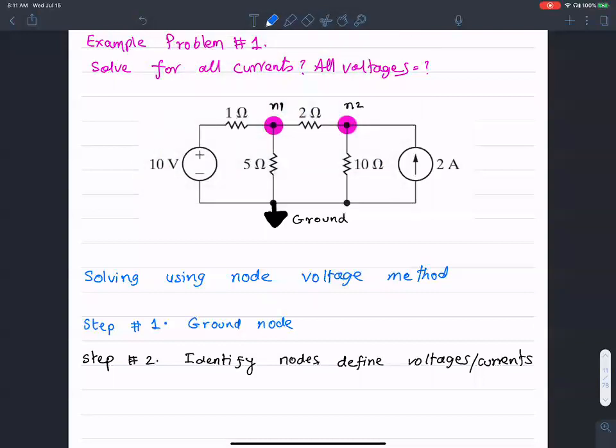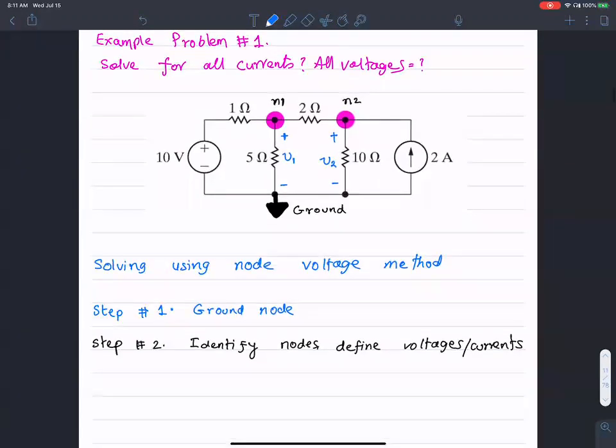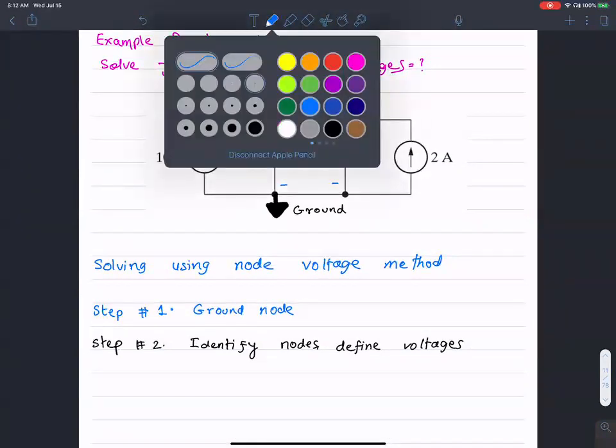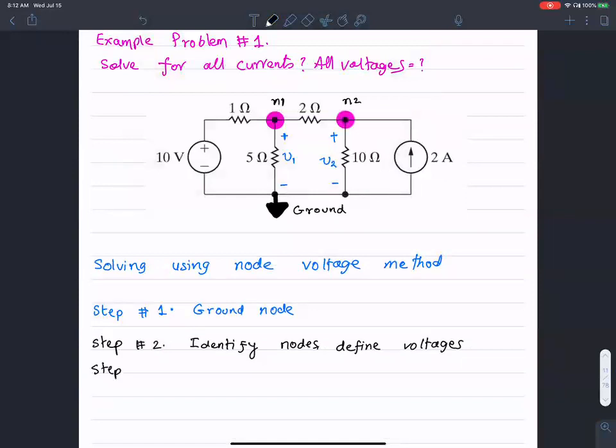The next step is to identify the node voltages. So with respect to ground, this is going to be voltage one. At node two, there's going to be a voltage two. Node one, voltage one, node two, voltage two. That's the step of identifying nodes and defining voltages. So let me break this into three steps. Step number three is to define the different currents.